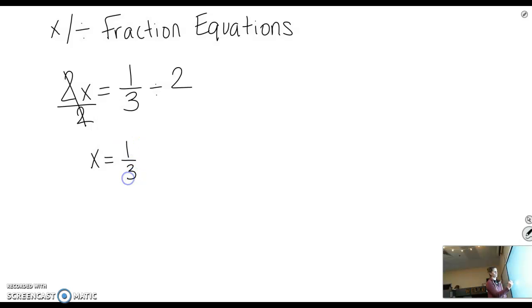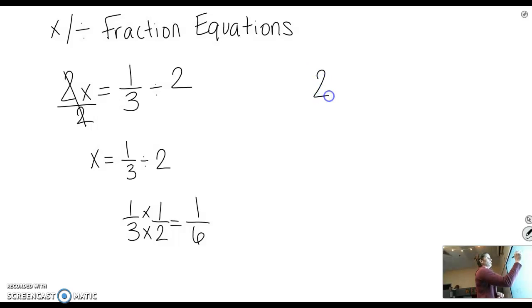1/3 divided by 2. Now, in order to divide these two numbers, the fraction and this whole number, I have to find the reciprocal of 2. The reciprocal. So what is the reciprocal of 2, or the inverse fraction of 2? If you wrote down 1/2, you are correct. And then you would do your multiplication across, which would equal 1/6. Okay?